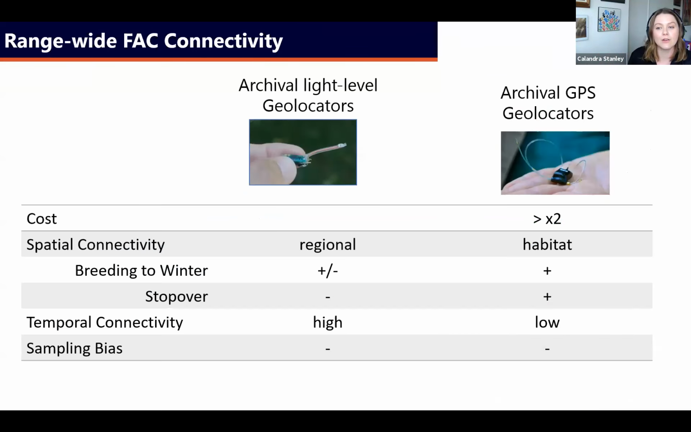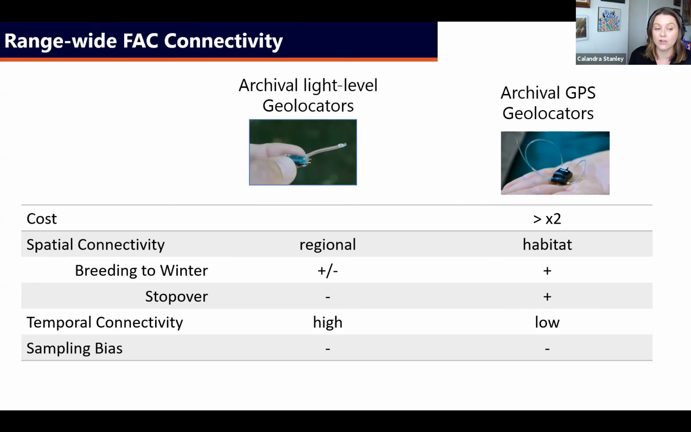So when designing a new project to assess migratory connectivity, which archival device is best would really depend on your research questions. The costs of GPS geolocators are much higher, but you get this habitat scale resolution of location data. But depending on what you're interested in, you might not need that resolution of data. And so for wood thrush, when we look at breeding to winter connectivity, we see that both types of tags gave us similar answers. However, if you're looking for stopover connectivity, really only GPS geolocators can give you that information.